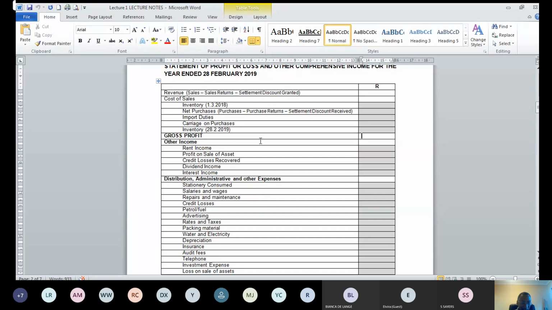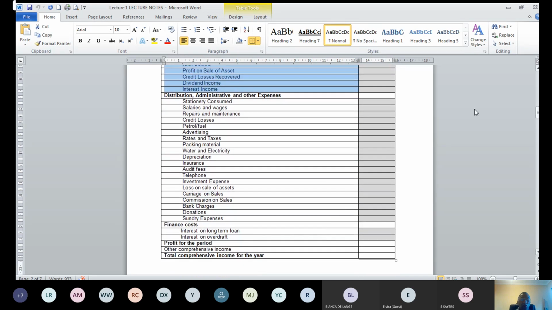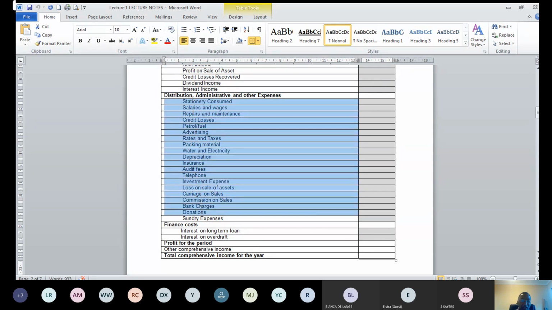So we will have our other income as our next heading. Rent income, profit on sale of asset, credit losses recovered, dividend income, interest income, whatever income you will have there, you will list it under the heading called other income. Your next heading is your distribution, administrative and other expenses. Put down all your expenses there, whether it's bank charges, donations, water and electricity, rates and taxes, doesn't matter. Put down all your administrative, distribution, and other expenses, block them, and add it up there.